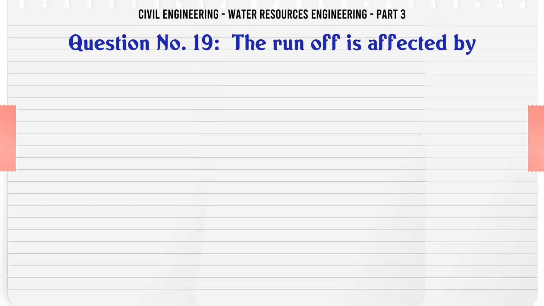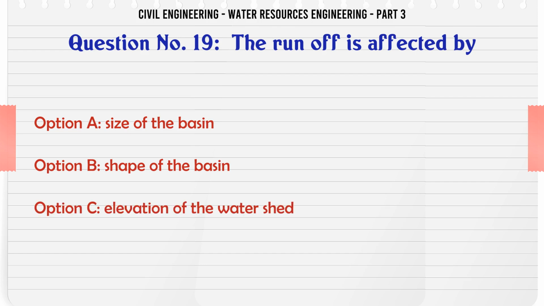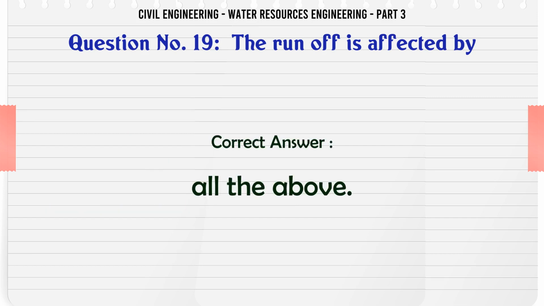The runoff is affected by A. Size of the basin. B. Shape of the basin. C. Elevation of the watershed. D. All the above. The correct answer is all the above.